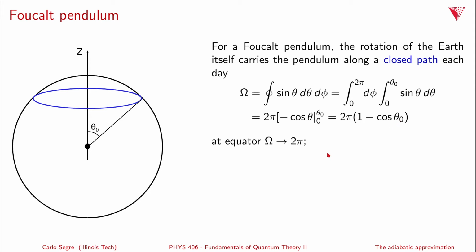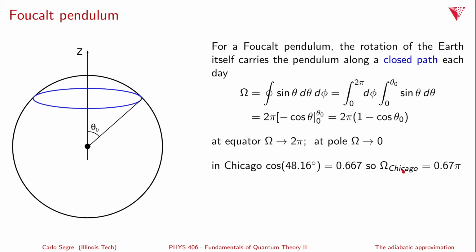At the equator, theta 0 is simply pi over 2, so you get 2 pi, because this is 0. And at the pole, you get omega is equal to 0, because at the pole, your rotation is basically around your own axis. In Chicago, where our latitude is 48.16 degrees, cosine of 48.16 is 0.667, and so omega for Chicago is about 2/3 pi.